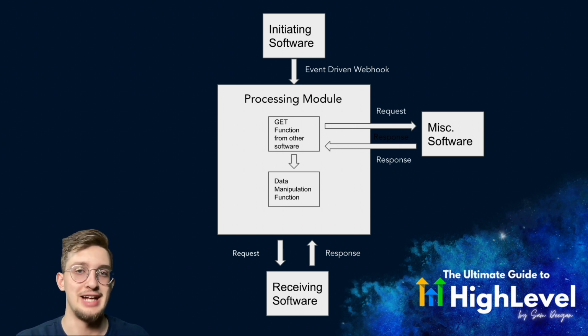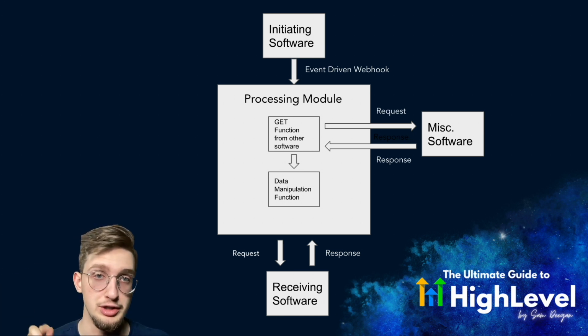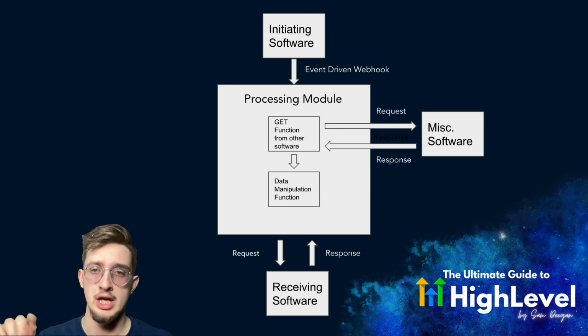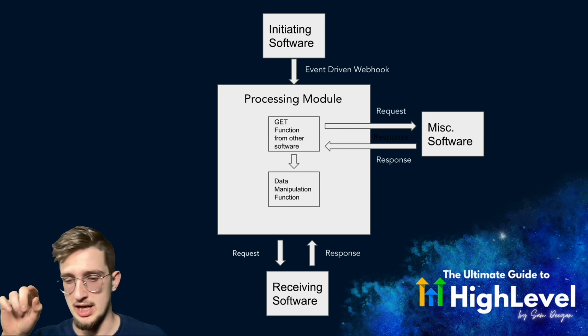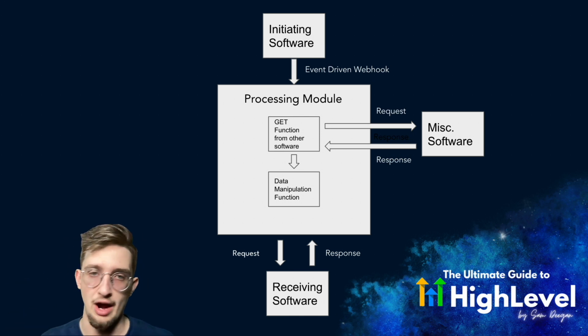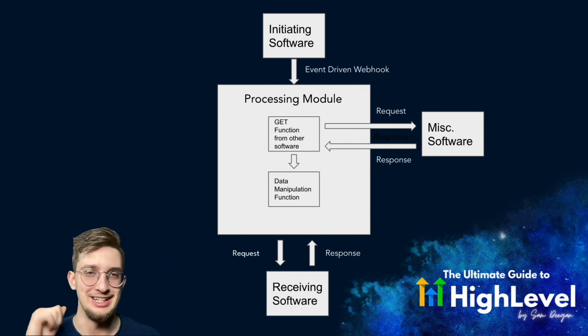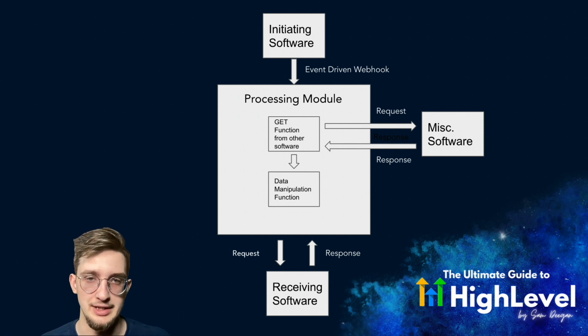Another example, it doesn't even have to be an event-driven webhook or like an event-driven API that triggers the software sometimes, or the processing module, like the particular automation. Sometimes you can set it up such that the trigger is a certain amount of time. So every hour, trigger this, right? Somehow, somewhere, there's some trigger that's triggering this automation.